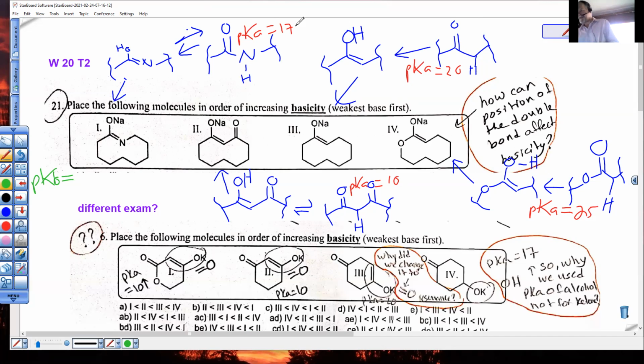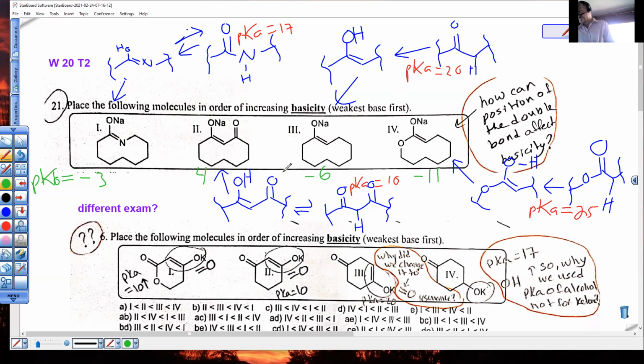14 minus 17, negative 3. 14 minus 10 is 4. 14 minus 20, the conjugate acid's pKa, negative 6. 14 minus 25, that's a negative 11. Strongest base. And they are in the correct order right now, but backwards, aren't they? Wait, no, they're not. I totally apologize.